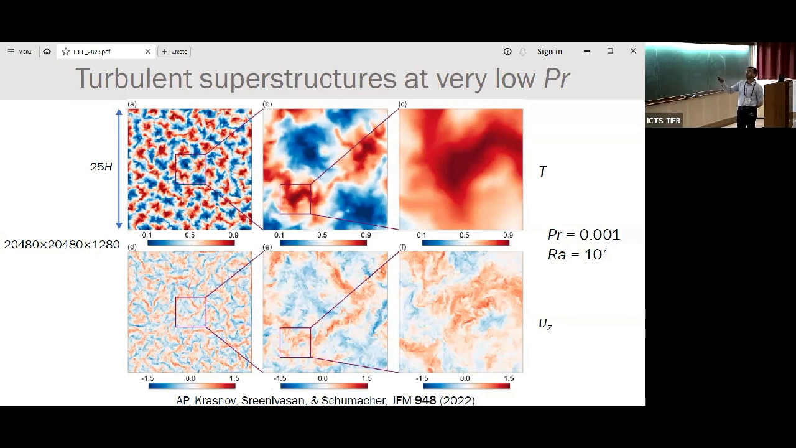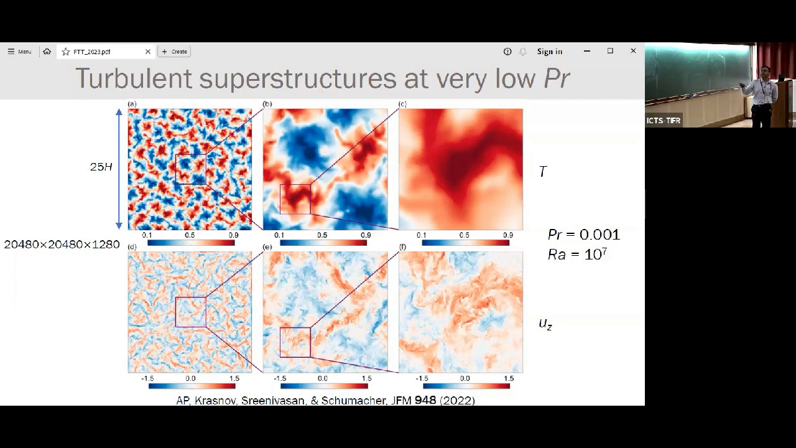This is because of the very low Prandtl number. We have a fast thermal diffusion time scale in this case, and heat diffuses much faster. So we have coarse thermal structures and highly intermittent velocity structures. These structures are highly decoupled. And yeah, this is one of the examples of turbulent superstructures.